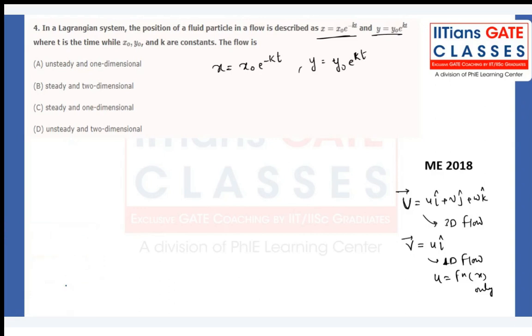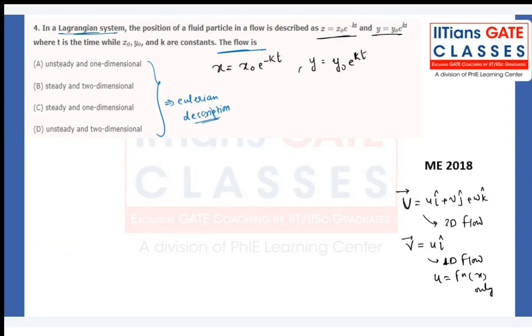So what are you understanding, my dear friend? Yes. So we have to determine what the flow is: unsteady, one dimensional. All this classification we have done based on the Eulerian descriptions. So we have to answer according to that. Now, how to convert Lagrangian to Eulerian descriptions? That is our next question.